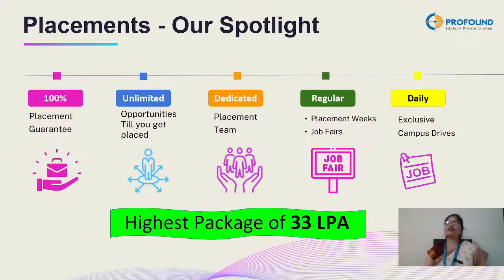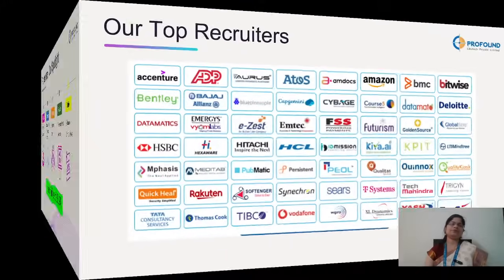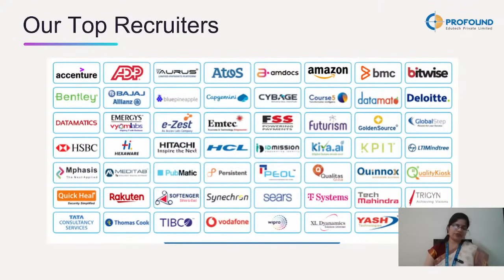So highest package, as you know the packages nowadays, the highest package is 33 lakh per annum. Our top recruiters are, as you can see in the list, some of the MNC companies, and some small scale and medium scale companies are also having a tie up or connect with us. As you can see the names, Accenture is there, Atos, Amazon, Bitwise, HCL, Synechron, Zensar, HSBC. Okay, so these are the MNCs. Apart from that, we have some medium scale companies also.